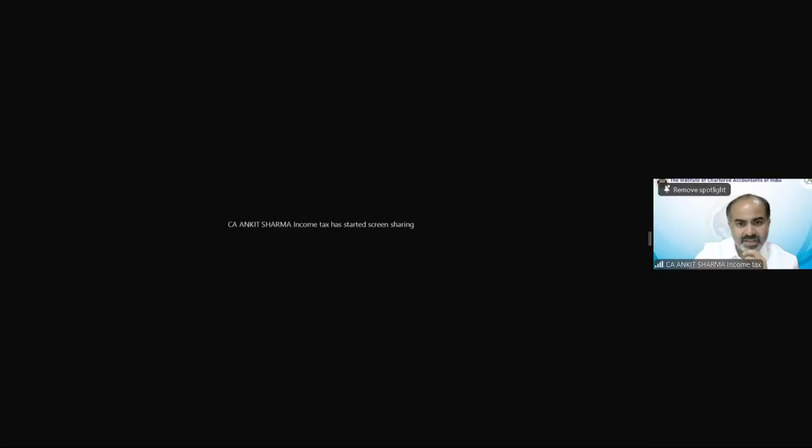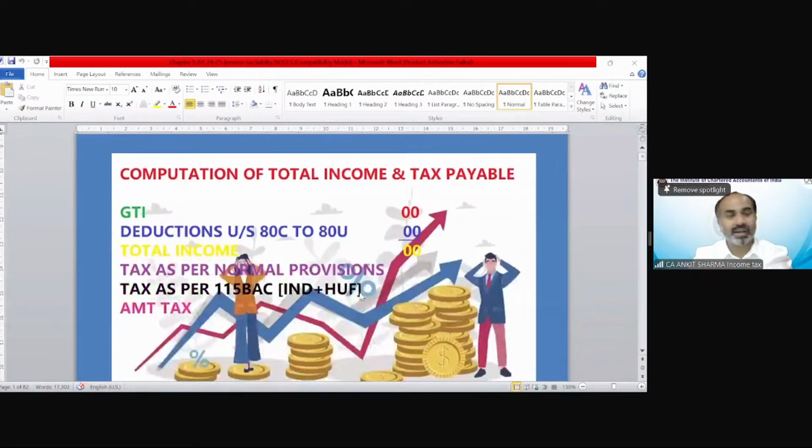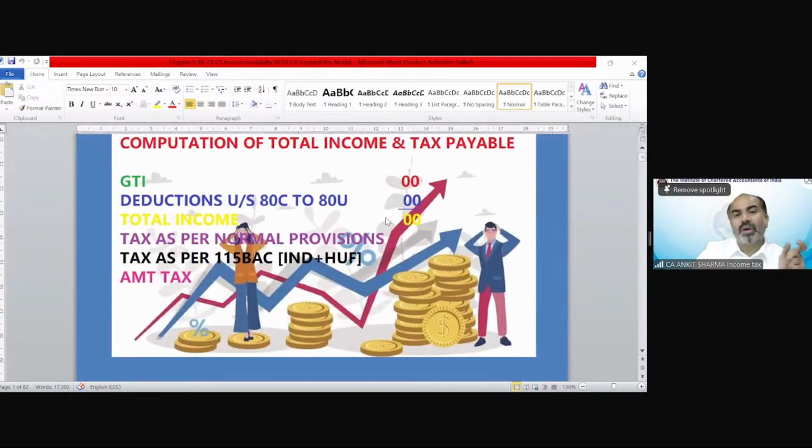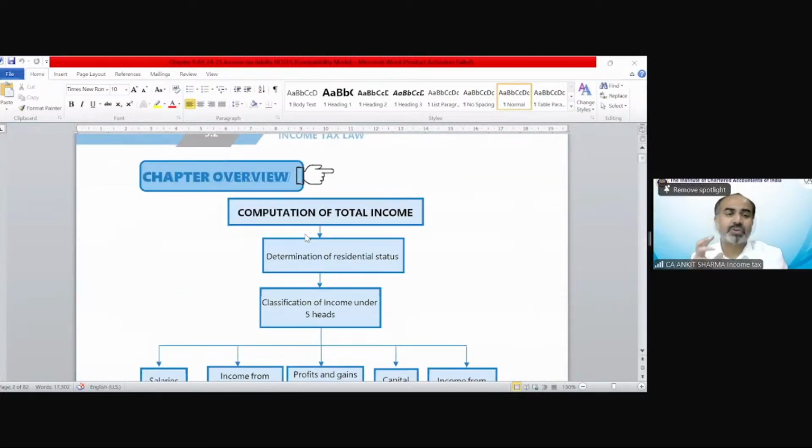So let's discuss one by one. You can see that computation of total income and tax is not an easy task. Technically, after introducing the default tax regime, everything is more complicated because the calculation has been enhanced. So we have to find out the GTI, the deductions. After that, we will find out our income, tax as per normal provision, tax as per section 115BAC, AMT tax, etc.